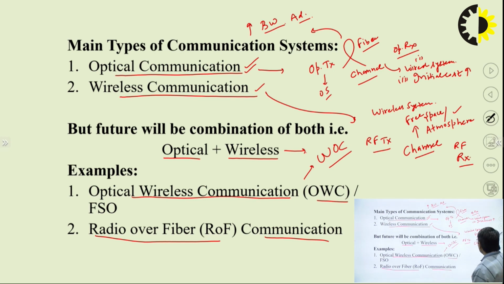Now what are the advantages of these or limitation of this wireless communication system? Basically the main limitation is bandwidth availability or spectrum is very limited. Bandwidth or spectrum available is comparatively less.